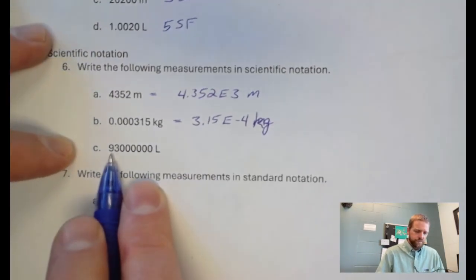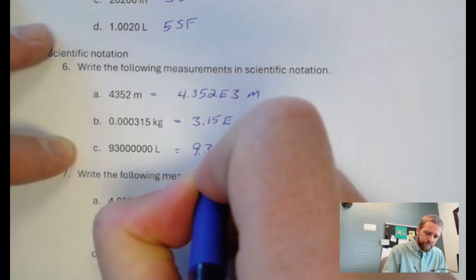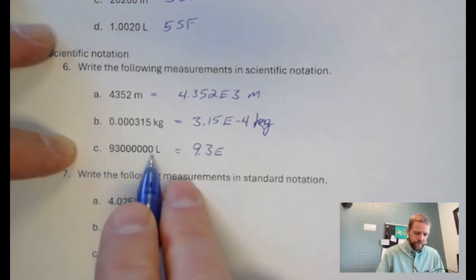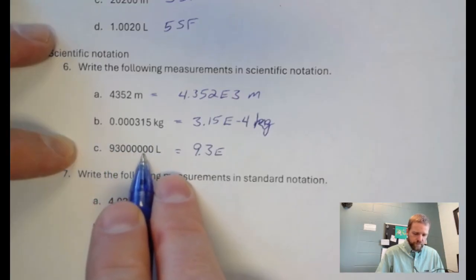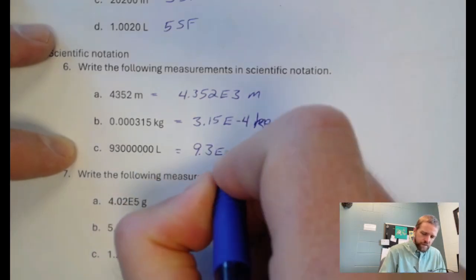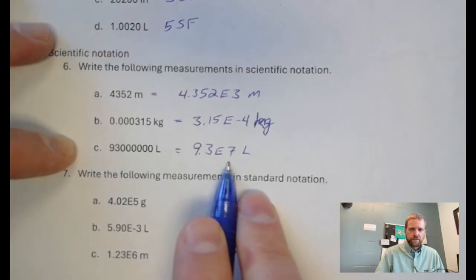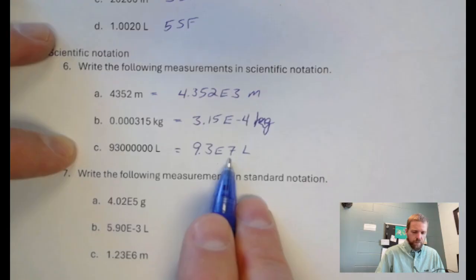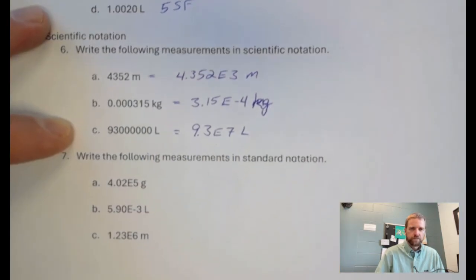All right, last one. I can go ahead and write down 9.3. Okay, and then we just need to count. How many do we have? 1, 2, 3, 4, 5, 6, 7. 9.3 E7 liters. So notice if I take the decimal, this positive 7 tells me I'm going to move it 7 spaces to the right to regenerate this.